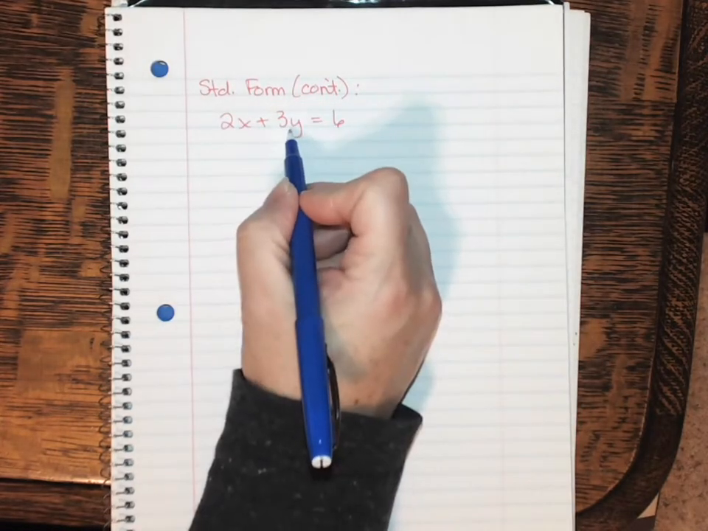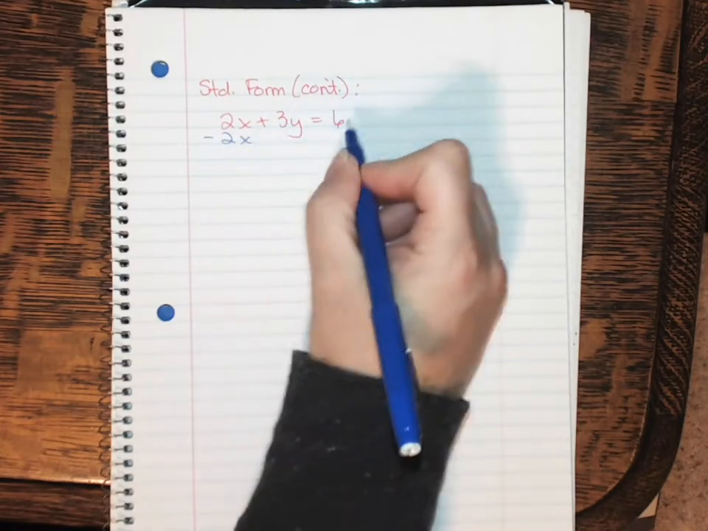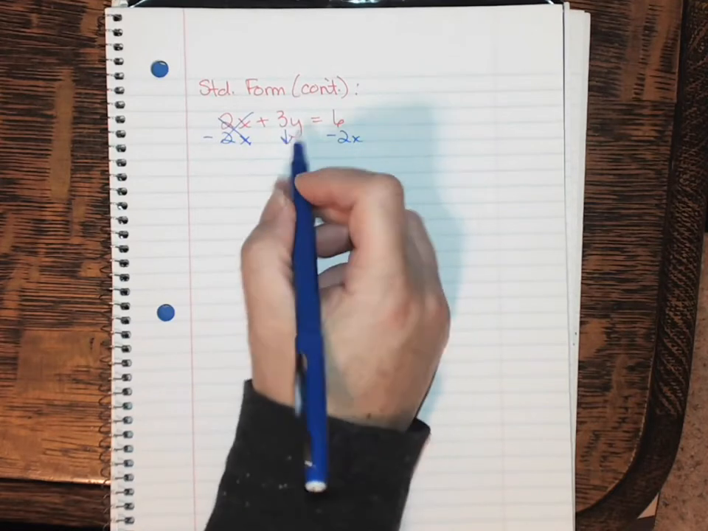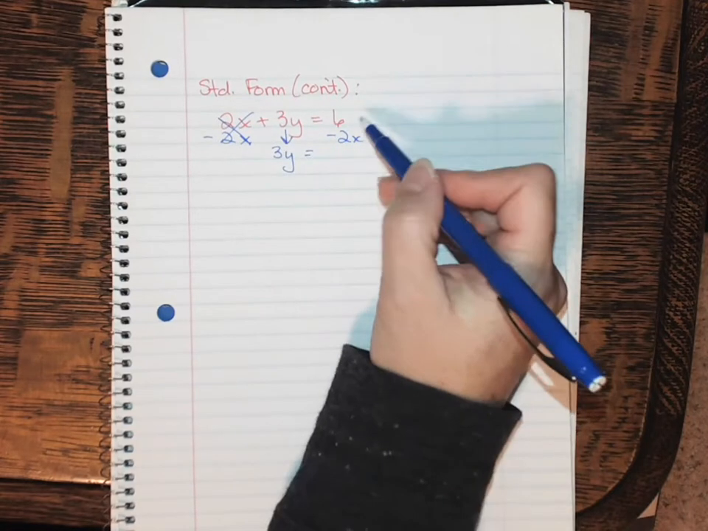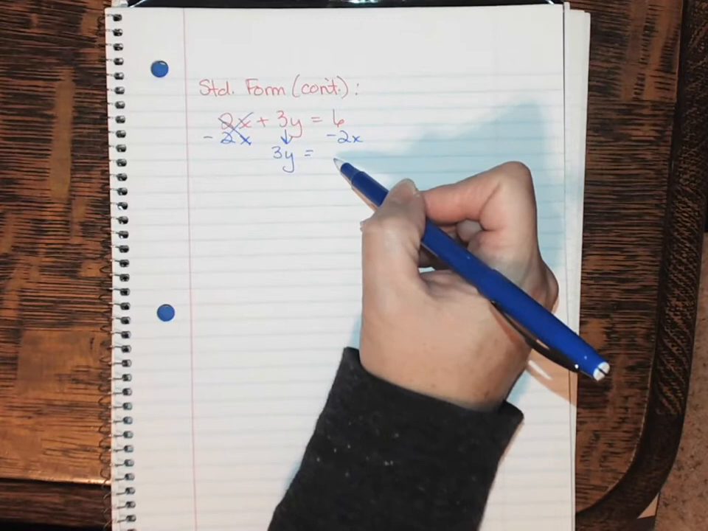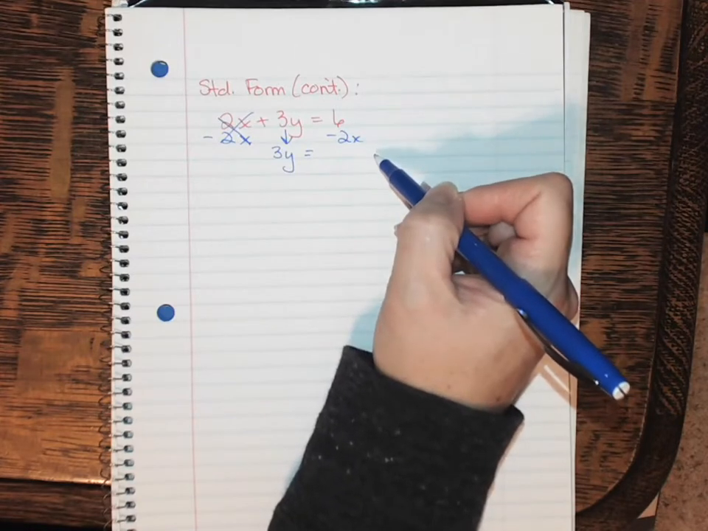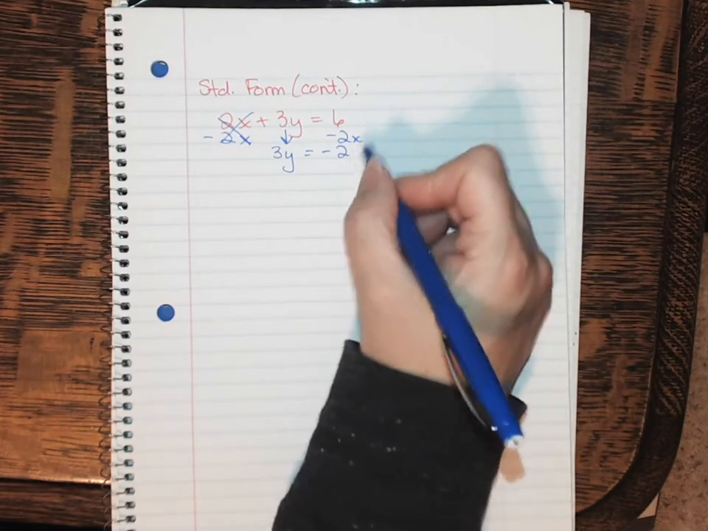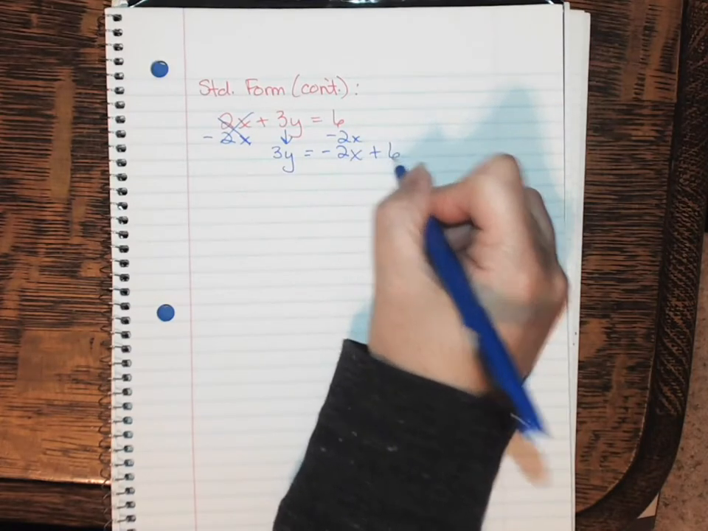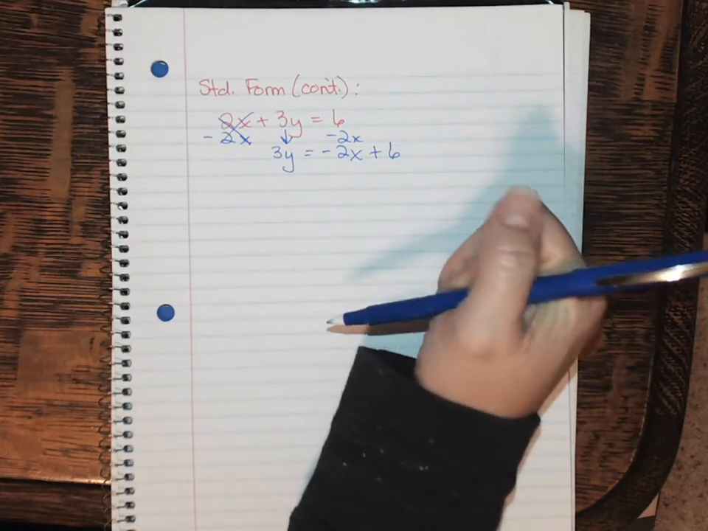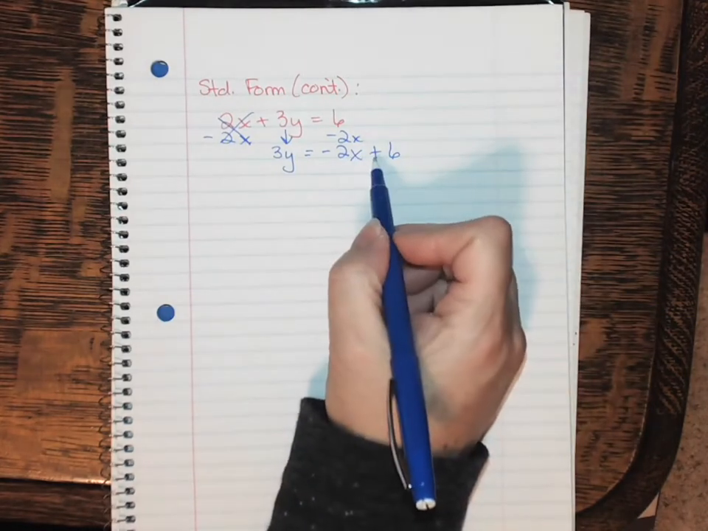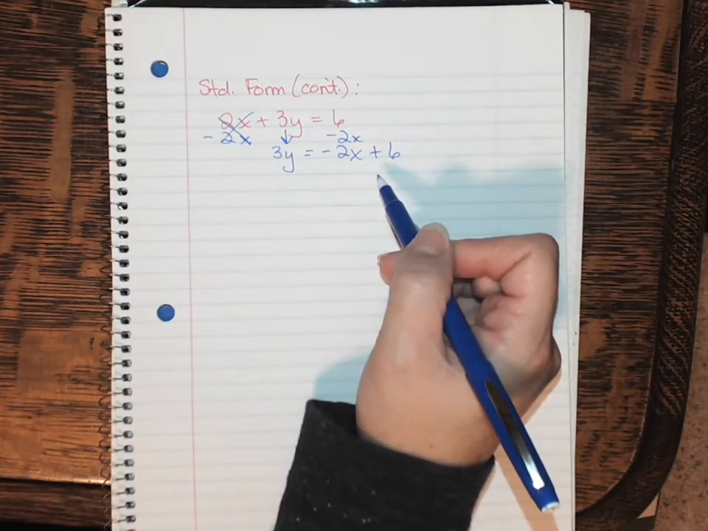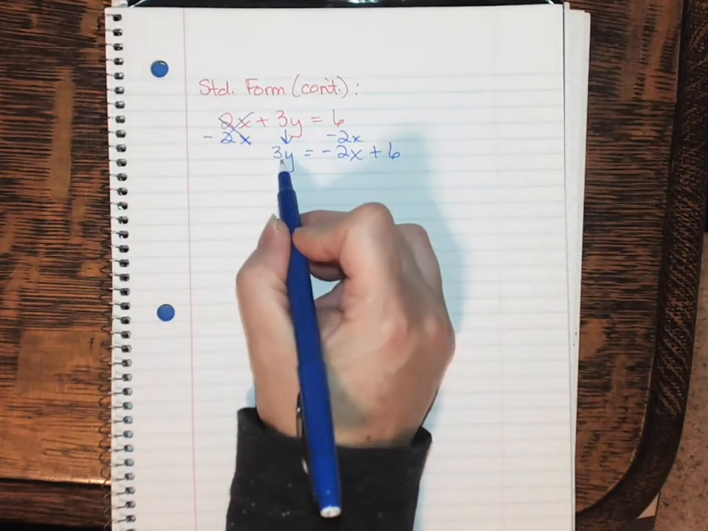I want to get the y alone, so I'm going to subtract 2x from both sides. These cancel. I'm left with 3y equals, and I'm going to put the negative 2x first instead of writing 6 minus 2x. You don't ever add or subtract these to each other because one is a constant and one has a variable with it. But I'm getting closer to getting it in the right format so that my slope and my y-intercept seem pretty obvious.